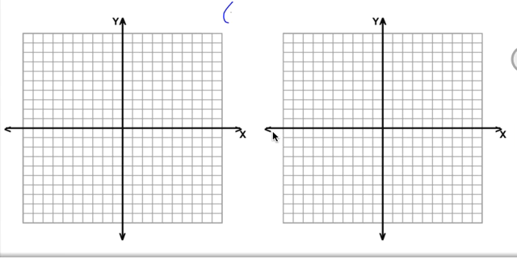Let's go with (-1, 3), and let's go (2, -1). Okay, so I'm going to put these 2 points on a graph. (-1, 3) is right here. Looks like I'm not aligned particularly well, but I can fix that. There we go. And (2, -1) is right about here.